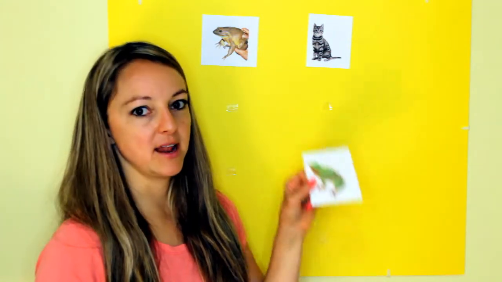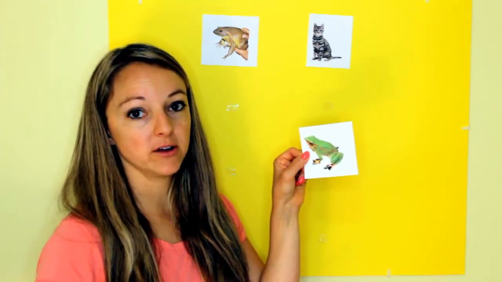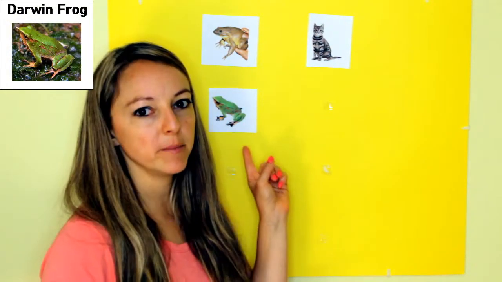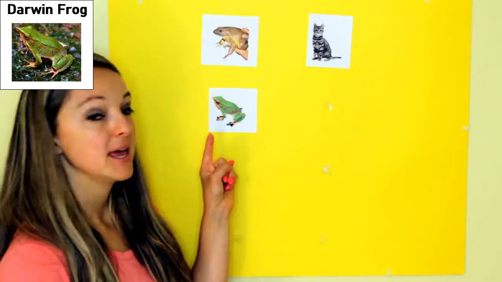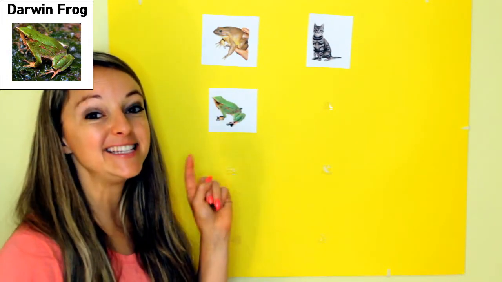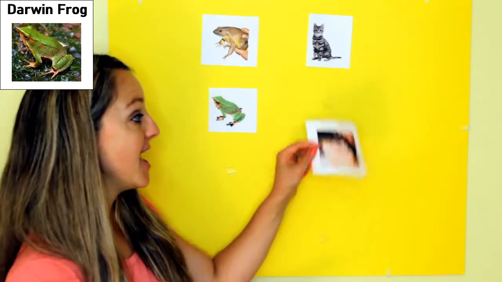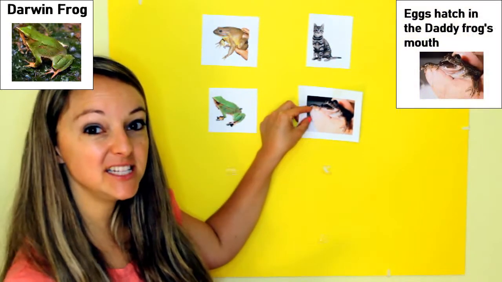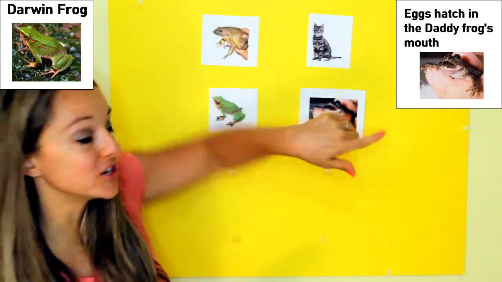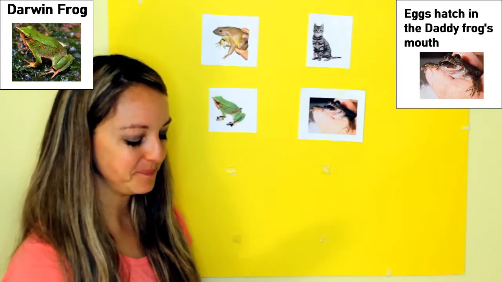The next one that I have is the Darwin frog. Do you remember about the Darwin frog? He has a pointed nose, and the daddy frogs can have the eggs hatch inside his mouth. So I found a picture with the frog inside his mouth.